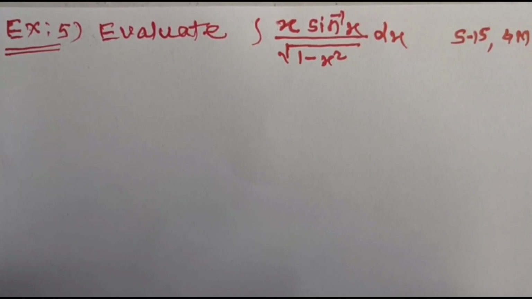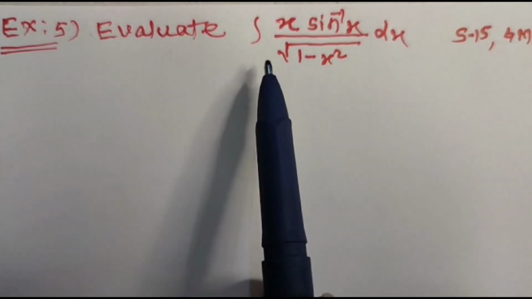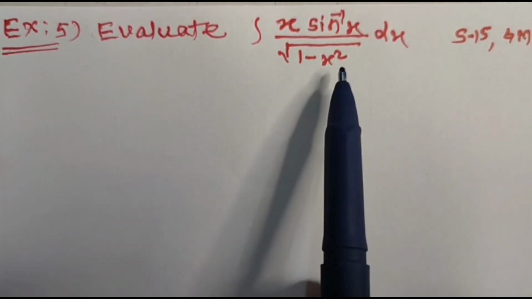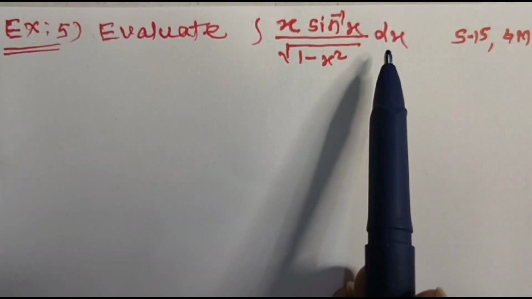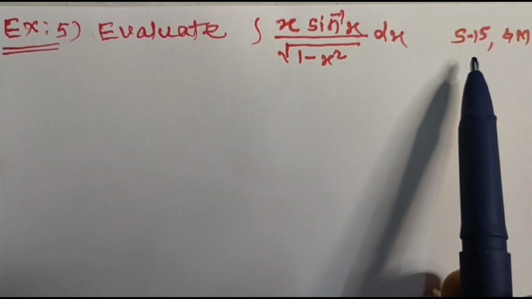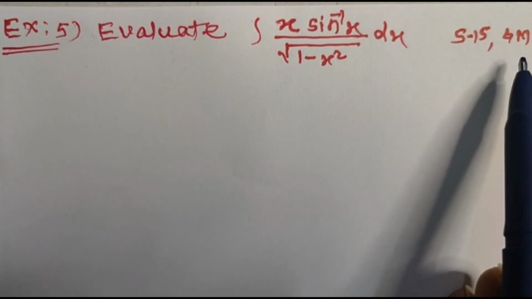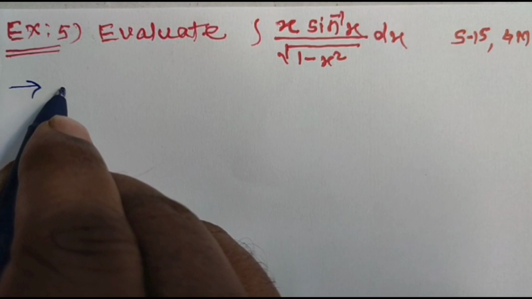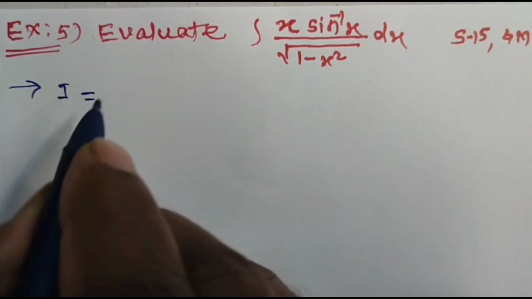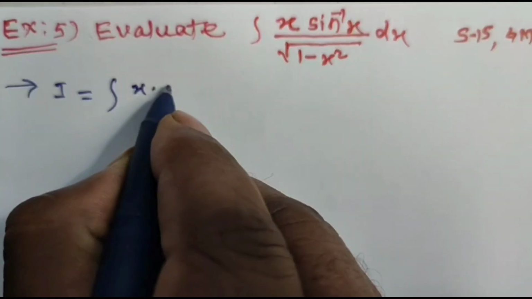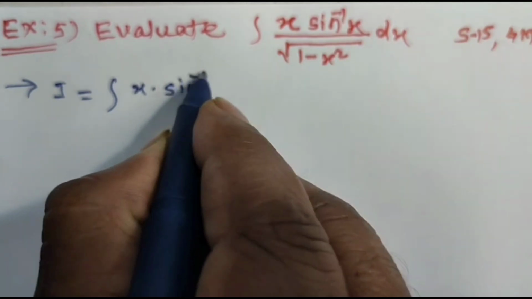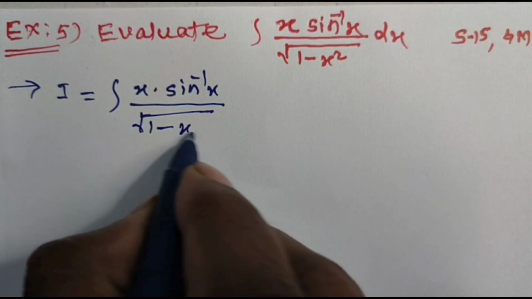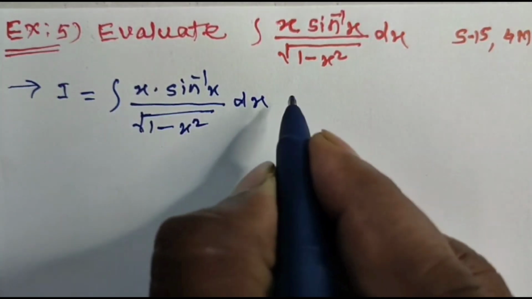Let us solve sum number 5. Evaluate the integral of x into sine inverse x divided by square root of 1 minus x square with respect to x. This sum appeared in summer 2015 for 4 marks. Let us evaluate this integral. First of all, write the given integral as it is. I is equal to the integral of x into sine inverse x divided by square root of 1 minus x square with respect to x.